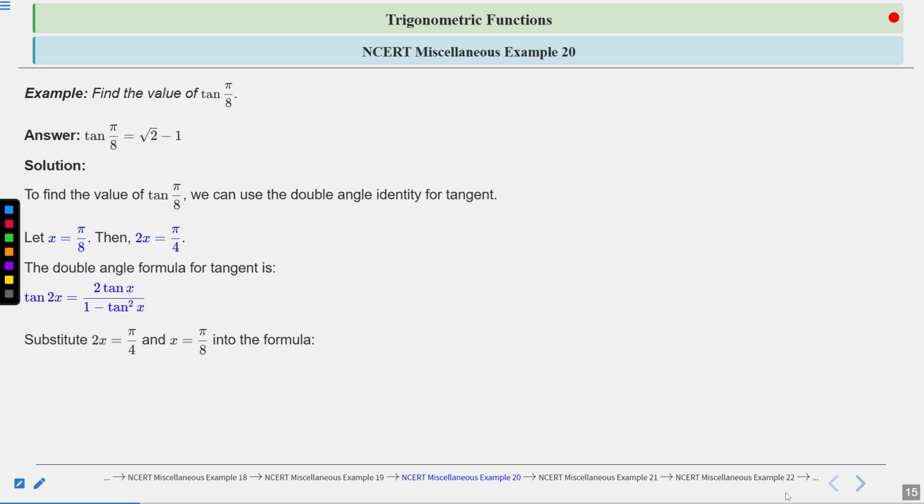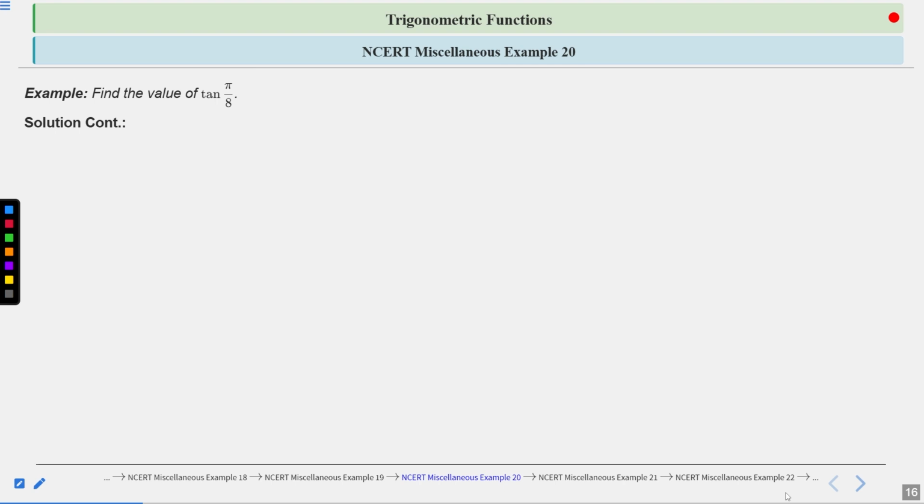Substitute 2x equal to pi by 4 and x equal to pi by 8 into the formula. We will get tan of pi by 4 is equal to 2 tan pi by 8 upon 1 minus tan square pi by 8. Now we know that tan of pi by 4 is equal to tan 45 degree, which is equal to 1, right? Let y is equal to tan of pi by 8.